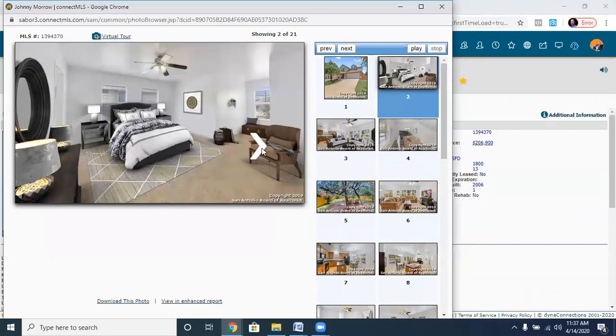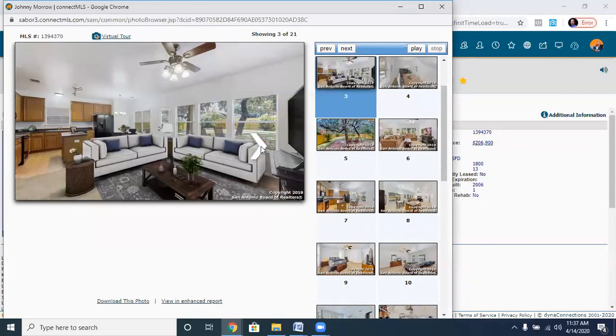We go inside. This looks like the master bedroom. It looks pretty big. It has carpet. Carpet looks in good shape. It looks like it's been freshly painted. Nice ceiling fan. All right, so the master bedroom looks pretty good. Here is the living area. Now, what can you tell me about this photo, just as a side note? Virtually staged. It is virtually staged, okay?